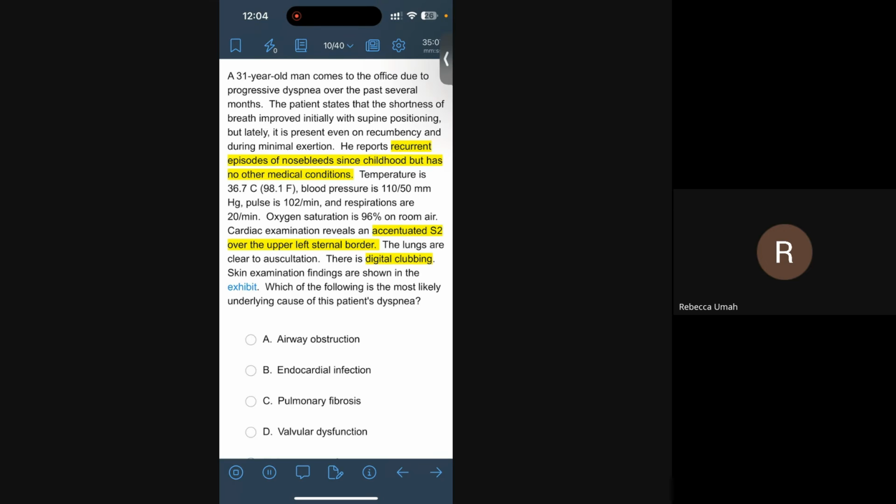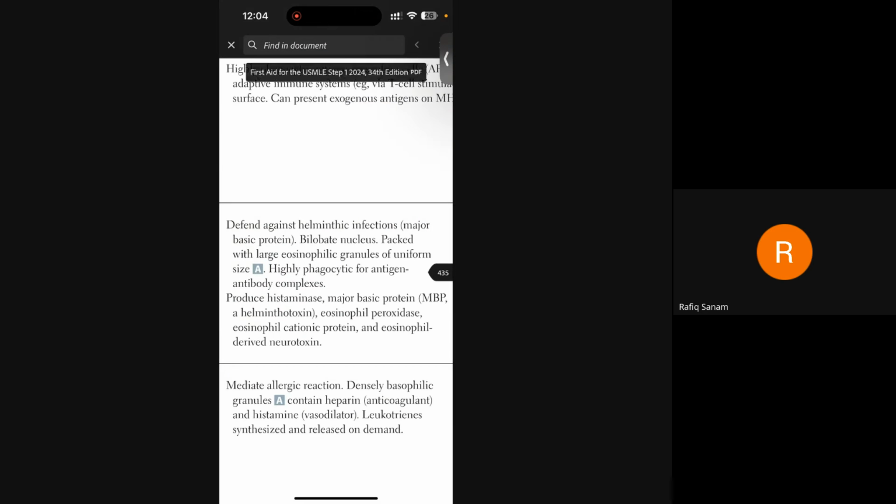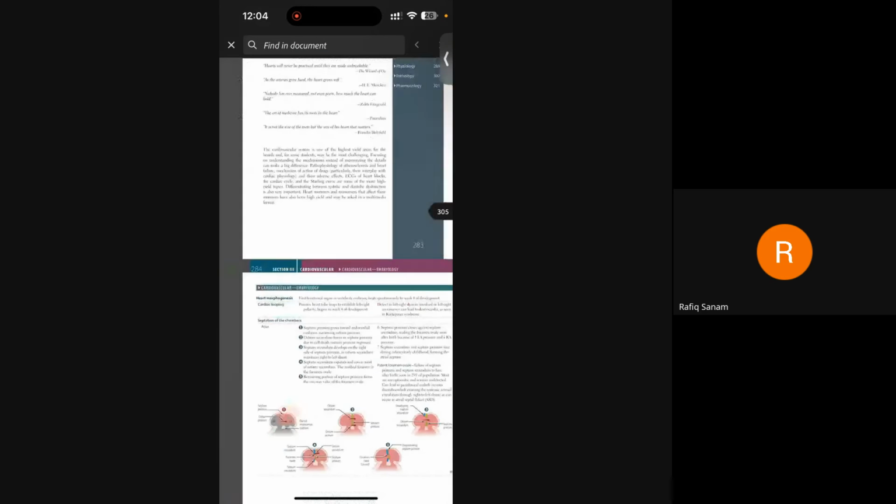So does this ring any bell? The patient has telangiectasias and multiple nosebleeds. Actually, this question is not of pulmo; it is of cardio, but you people have done cardio, right? The patient has pulmonary hypertension as well. With hypertension, telangiectasias and multiple nosebleeds, the patient might have hereditary hemorrhagic telangiectasia, also called Osler-Weber-Rendu syndrome.